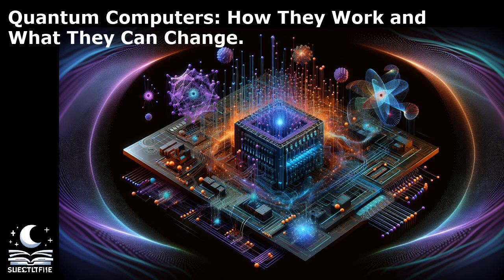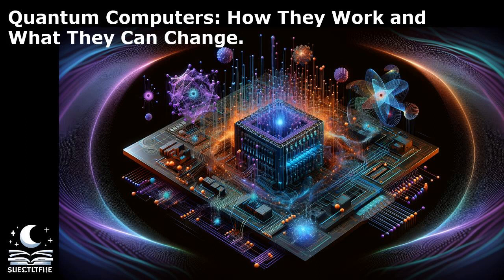For example, a quantum computer with just 50 qubits could theoretically perform more calculations in an instant than there are atoms in the observable universe. This mind-boggling processing power opens up a world of possibilities for solving problems that are currently intractable with classical computing methods. One of the key principles that underpin quantum computing is quantum entanglement.